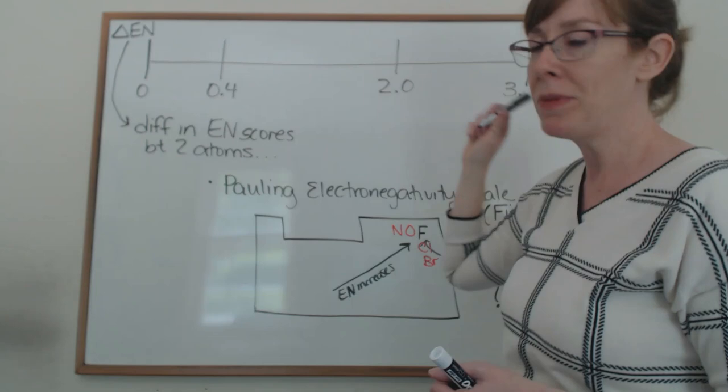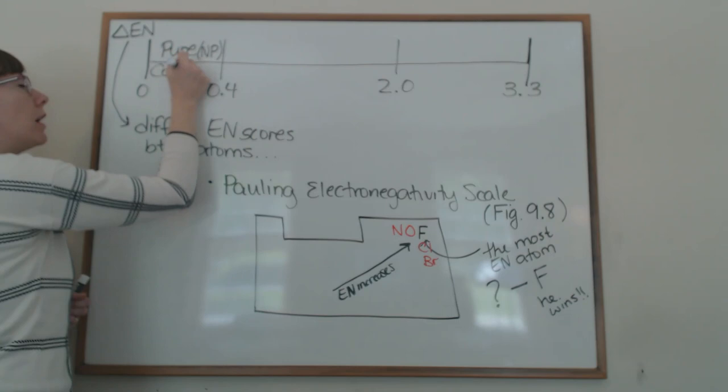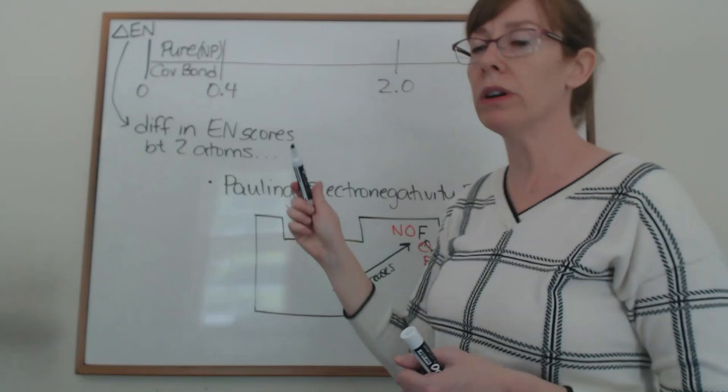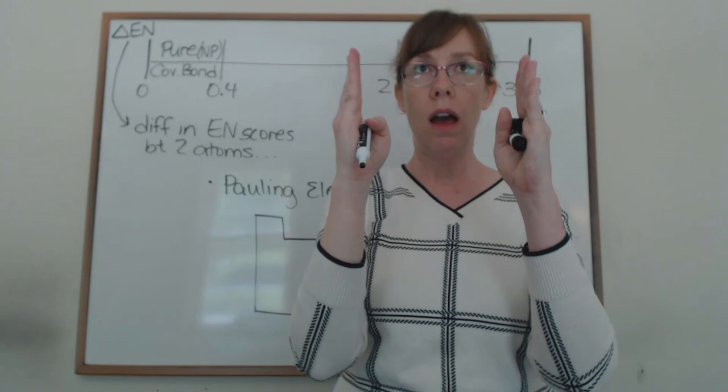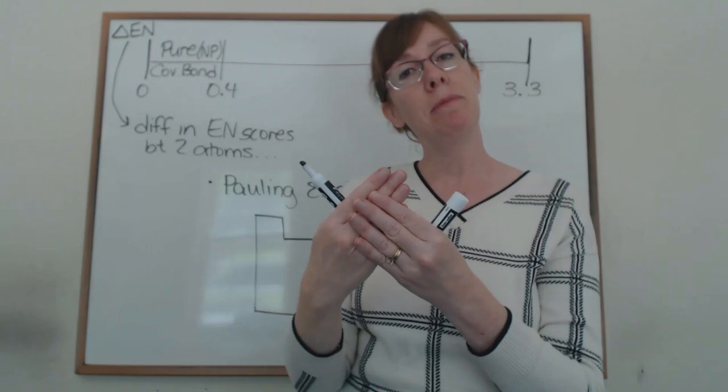If your answer falls between 0 and 0.4, this is what scientists would call a pure or non-polar covalent bond. Kind of like my first example of the F2. Pure or non-polar covalent bond. It doesn't have to be exactly the same atom, like fluorine, to fall in this category. It just has to be somewhere between 0 and 0.4 for scientists to say, okay, we're going to call that a pure non-polar covalent bond.